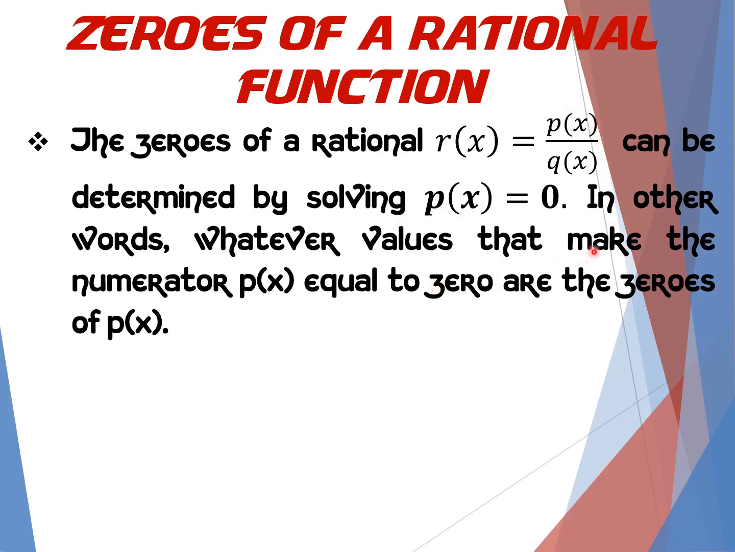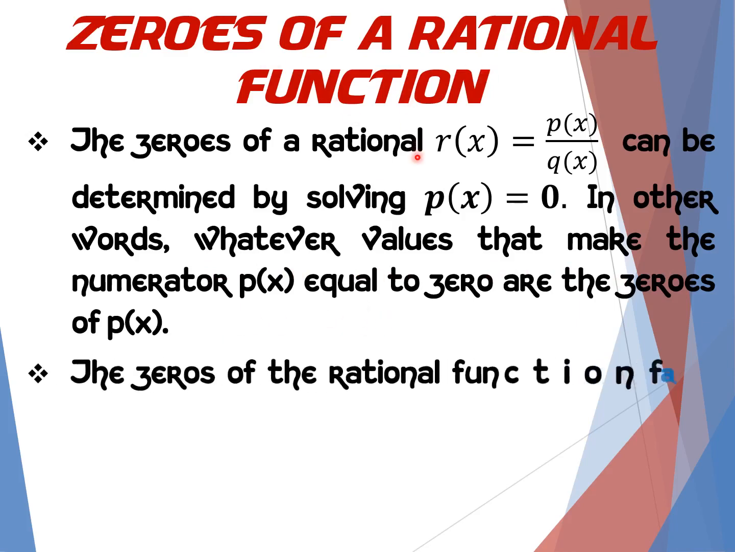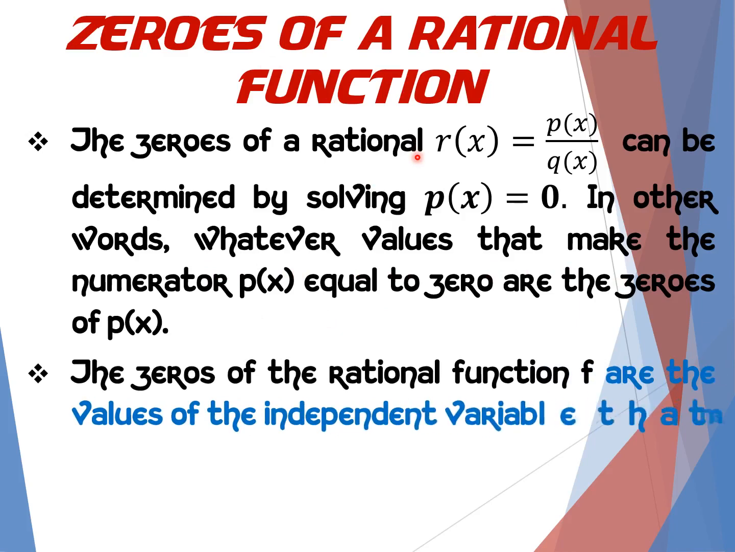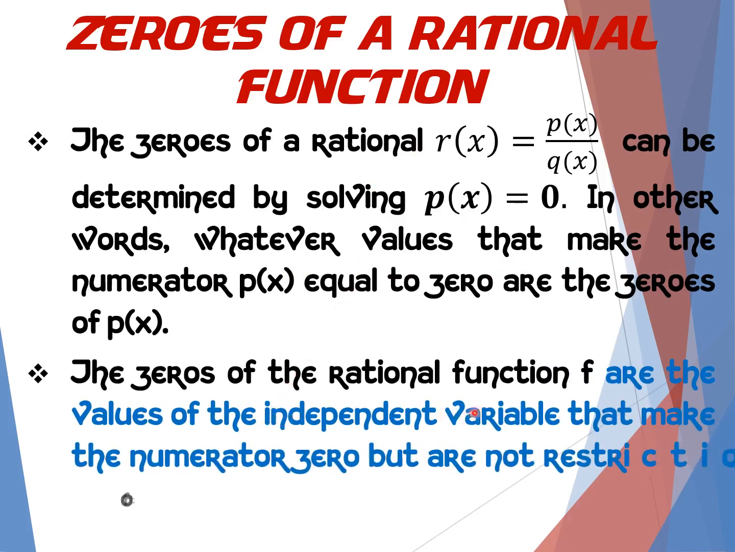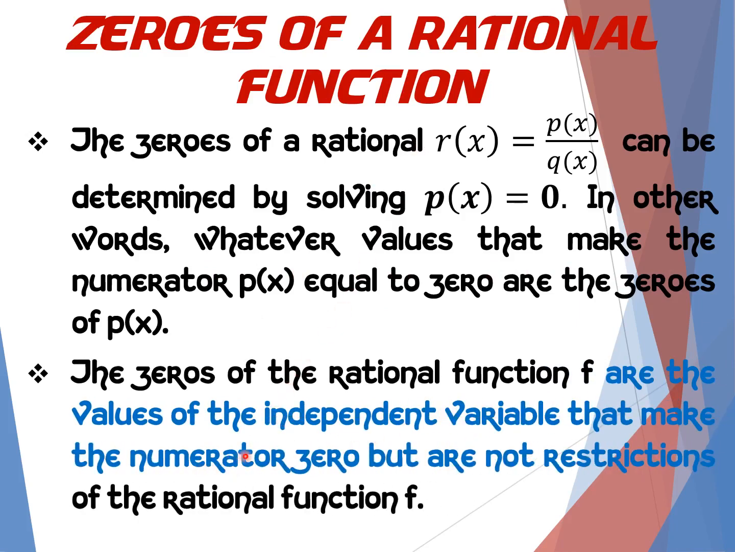Okay, so in other words, whatever values make the numerator p of x equal to 0 are the zeros of the rational function. These are also the values of the independent variable that make the numerator 0, but it is not a restriction of the rational function, meaning it is not the value of x that will make it undefined. Okay.